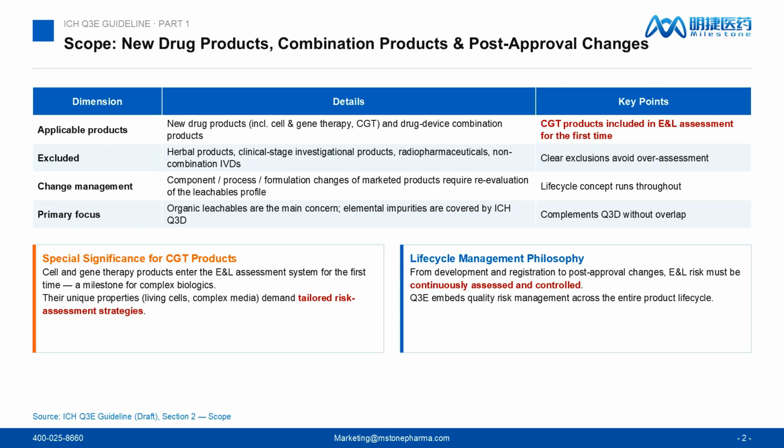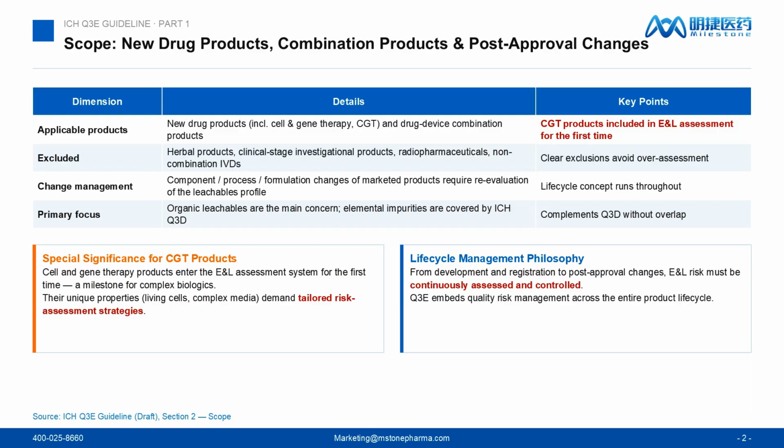Scope sounds boring, but getting it wrong is expensive. Let's be precise. Q3E applies to new drug products, and note this carefully, including cell and gene therapy products and drug-device combination products. CGT inclusion is a first. Think about why. A cell therapy is a living product in a complex medium, often stored frozen in plastic bags. Traditional E&L thinking was built for small molecules in vials. CGT needs a tailored strategy, and Q3E finally acknowledges that.